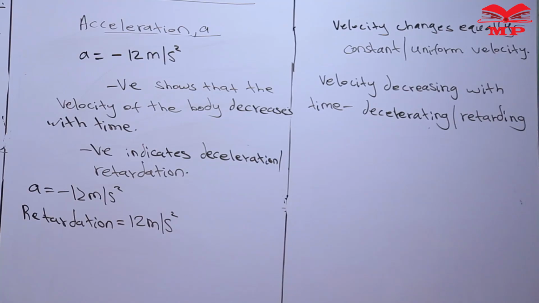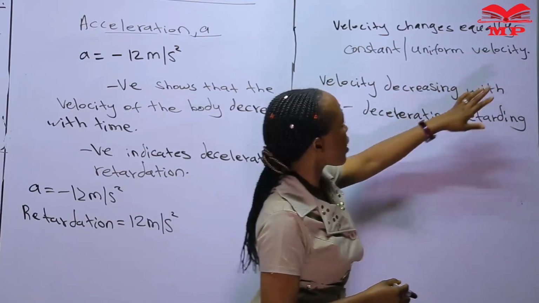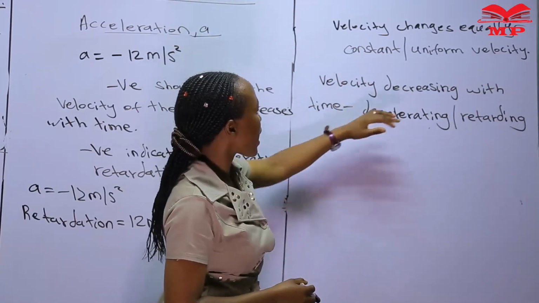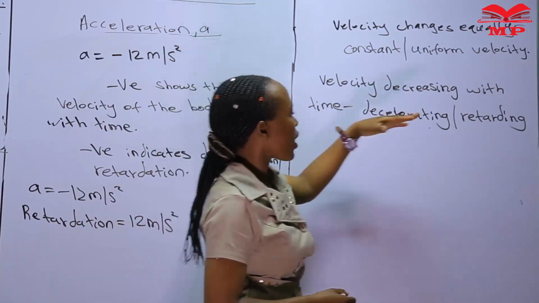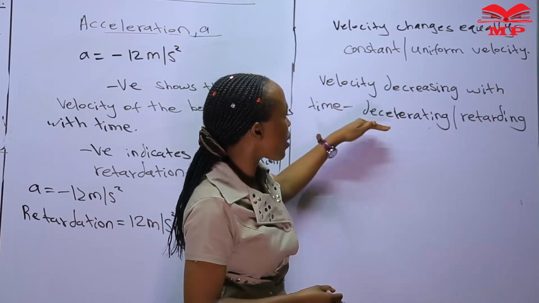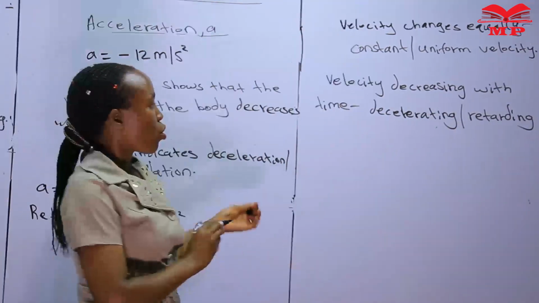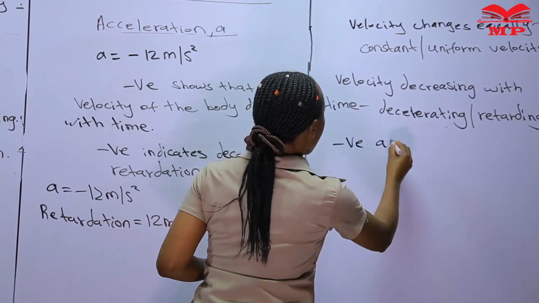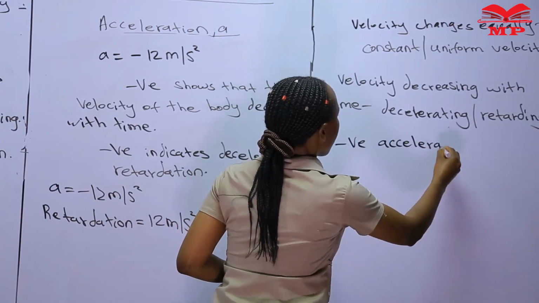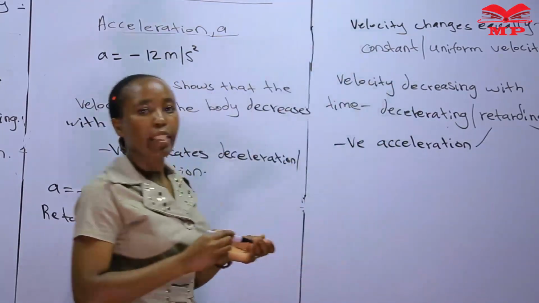So that's what we have: velocity changing equally with time, we have constant or uniform velocity. Then with velocity decreasing with time, we have the deceleration or the retardation, or the body is seen to be decelerating or retarding. So the negative acceleration is what we are referring to as the retardation.